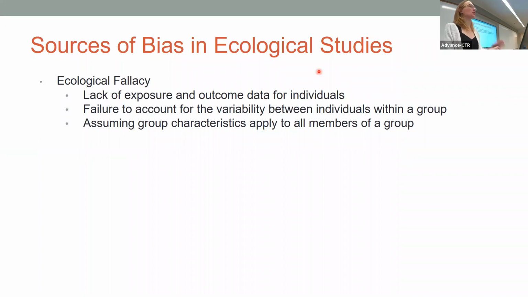So, bias in ecological studies. Ecological studies are subject to the ecological fallacy. We have a lack of exposure and outcome data for individuals, right? We just have the average for that group. And so sometimes we fail to account for the variability between individuals within a group. Just because you have an average of something within a group does not mean that everyone is close to that average, right? There's always outliers. Not everyone is the same within a group. So the ecological fallacy occurs when you assume that all group characteristics apply to every member of a group, which we know almost never happens.